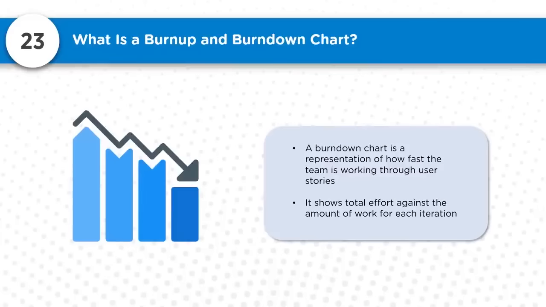So what is pending to be delivered? It shows that. Initially we'll have a bigger bar, and as the project progresses, the height of the bars reduces, indicating what is pending for deliverables. It is a representation of how fast the team is working through the user stories. It helps you understand that. It shows total effort against the amount of work for each iteration, which helps you see what is pending to complete.